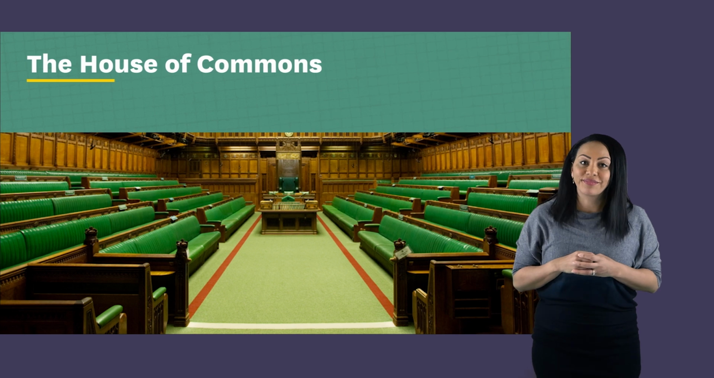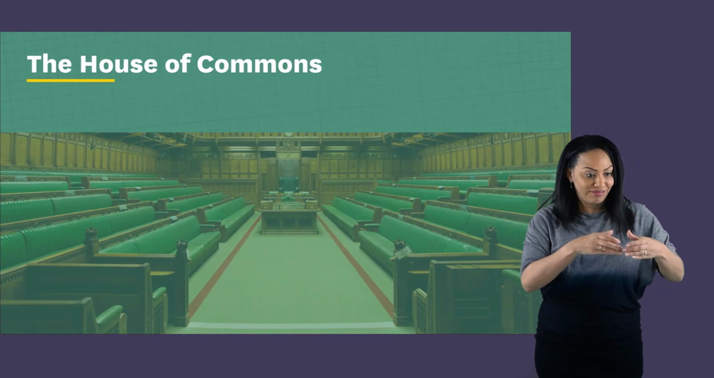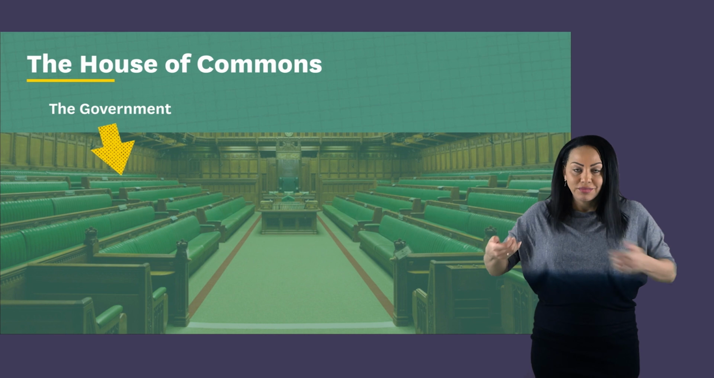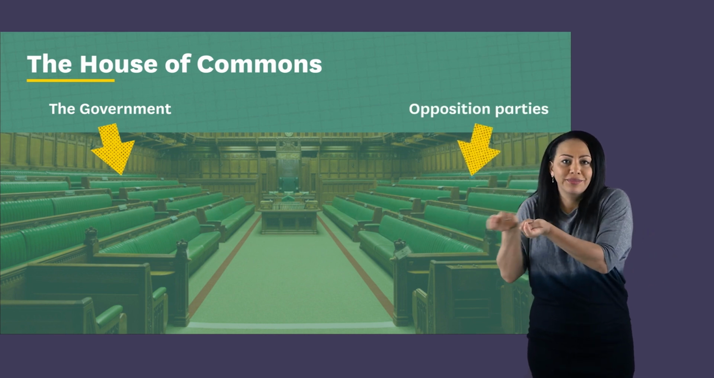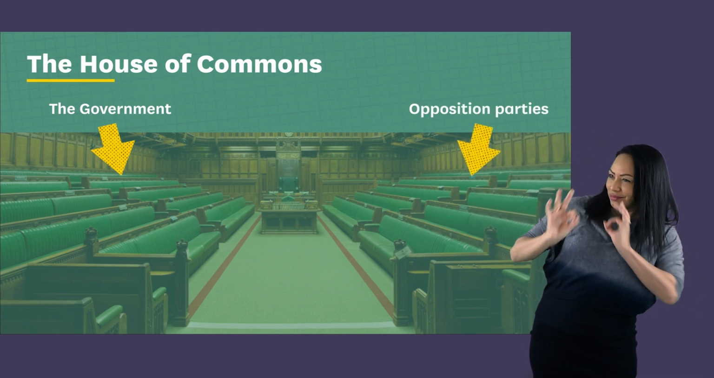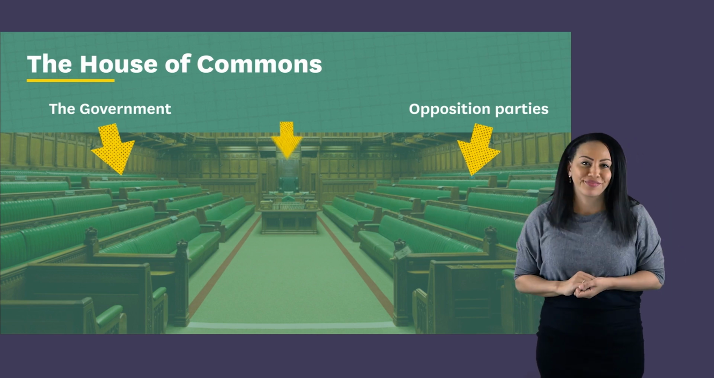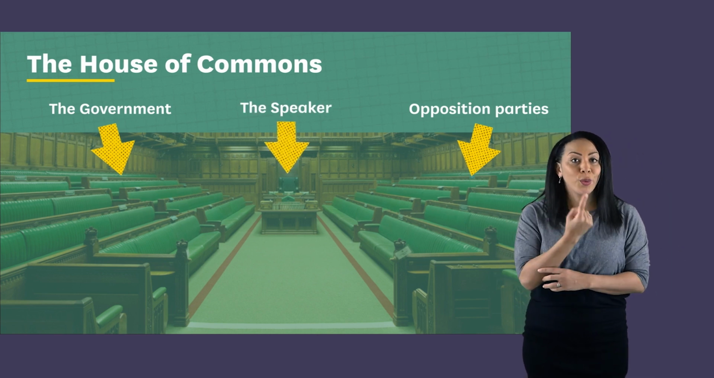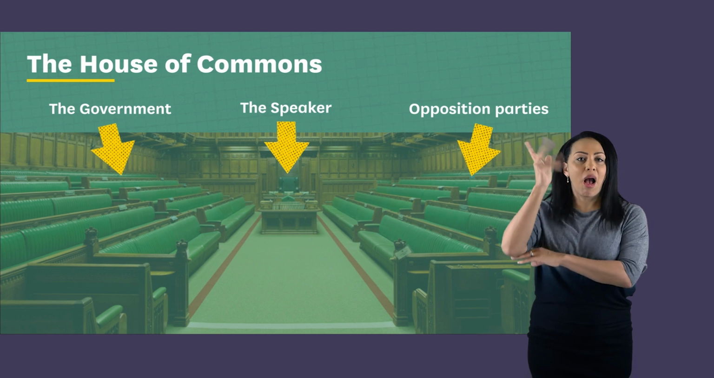Inside the House of Commons, there are two sides. On one side, the government who run the country, and on the other side, the opposition parties who check and challenge the work of the government. The Commons Speaker sits at the head of the room and keeps the House in order by chairing debates.